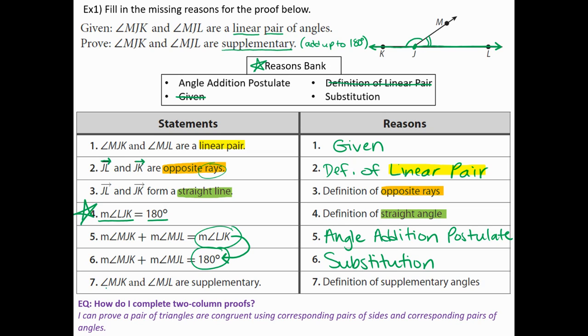And then the last one, we have the measure, angle MJK and MJL are supplementary. And the way that we know that is right here in step 6, when we said the two angles add up to 180, that is our definition of supplementary angles. So hopefully that kind of helps to remind us about how we're going to do some proofs. We're going to do one more. So here we go to the next one.